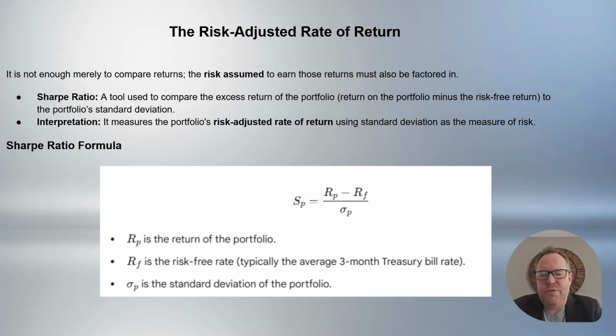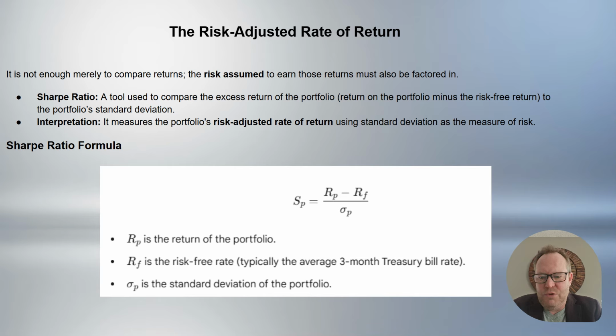So another key concept this chapter discusses is the risk-adjusted rate of return. So it's not merely enough simply to compare returns. If we are simply comparing returns from one to the next, we also are sometimes assuming an amount of risk in a portfolio. So looking at the rate of return is great. It is one piece of the puzzle, but not everything. When looking at rate of return, we have to also factor in risk.